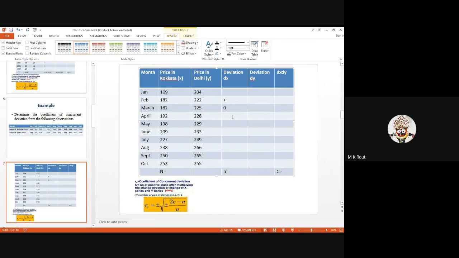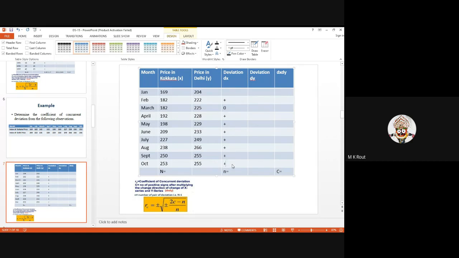Yes, sir. Next one, 192 minus 182. Positive or negative? Positive. Moving to the next one, 198 minus 192. That is also positive. Similarly, 209 minus 198, that is also positive. 227 minus 209, that is also positive. 238 minus 222, that is also positive. Moving to the next one, 250 minus 238, that is also positive. And the last one is also positive.